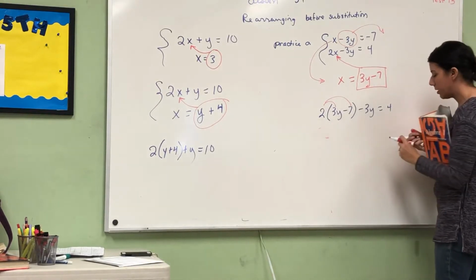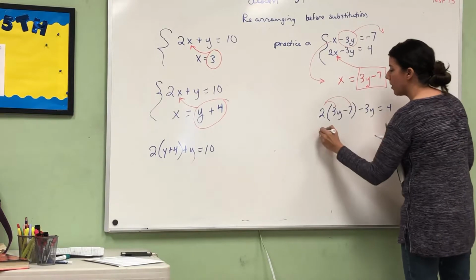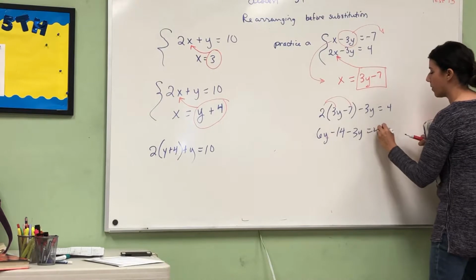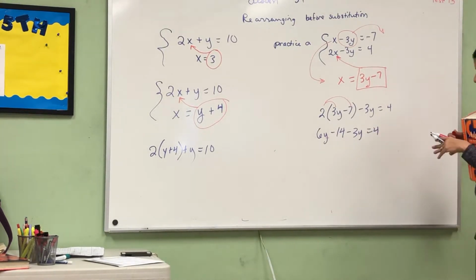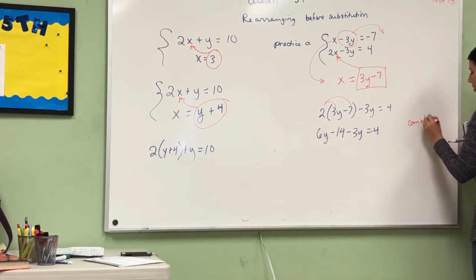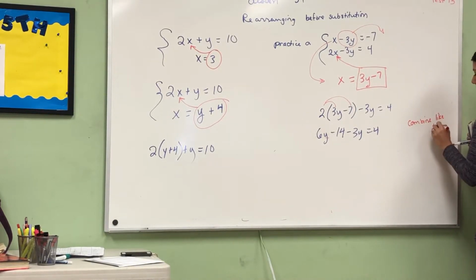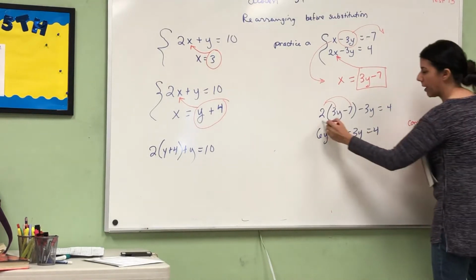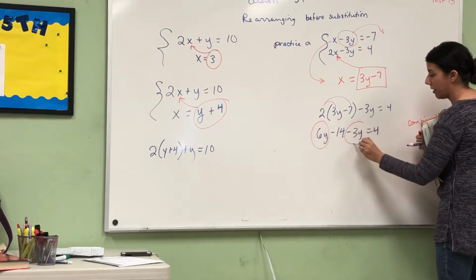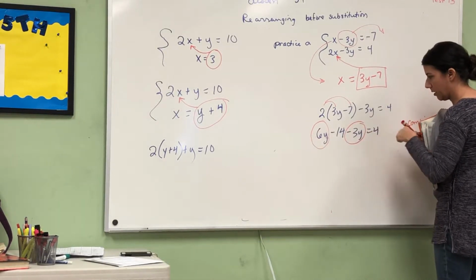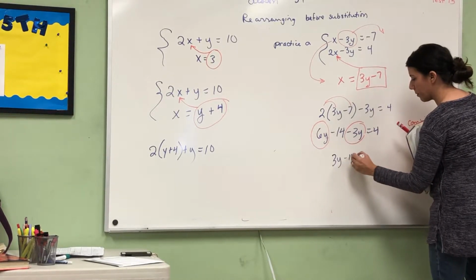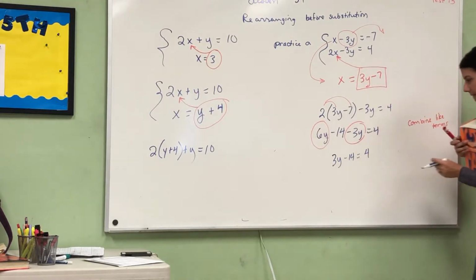Let's keep it the same color. 6y minus 14 minus 3y equals 4. Then what do I have to do? Combine like terms. Again, these are our catchphrases we want to hammer into our brains. So we combine the 3y and the negative 3y. Always keep those signs right next to it. And we get 3y minus 14 equals 4.